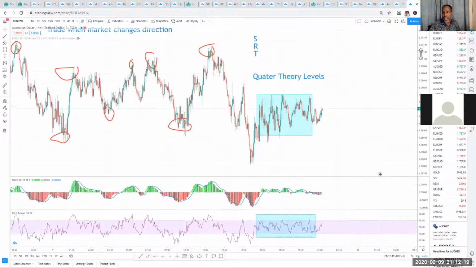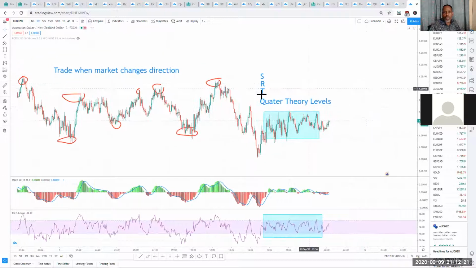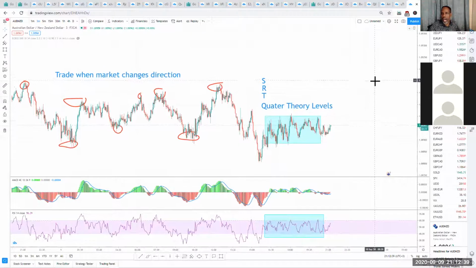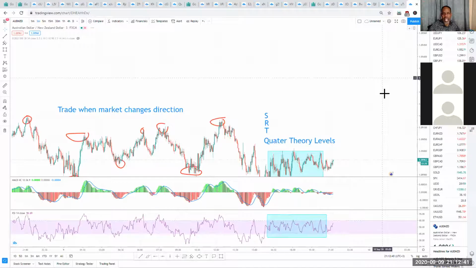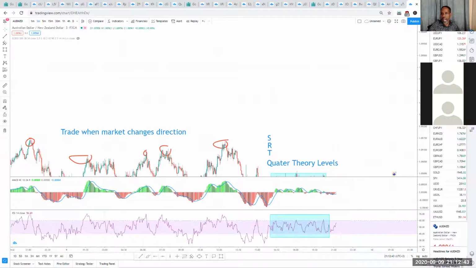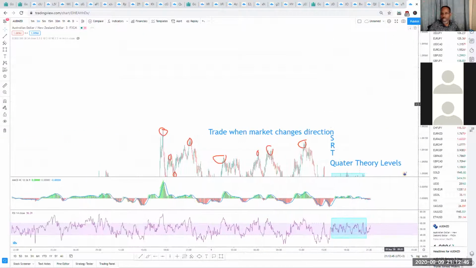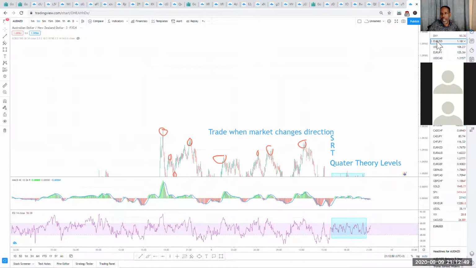All right. So quarter theory levels also help you to identify when to trade and when to buy and when to sell. Now I have finished the lesson. The remaining part of what I want to show you is just some charts that I have done just for you to see how they are operationalized in real time.